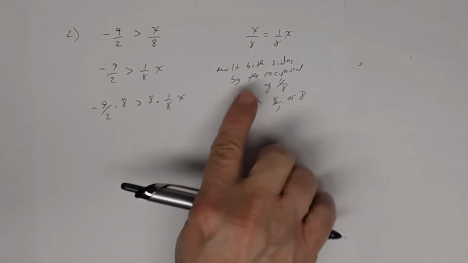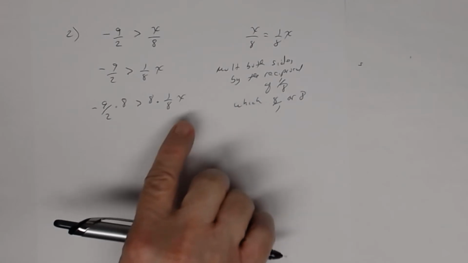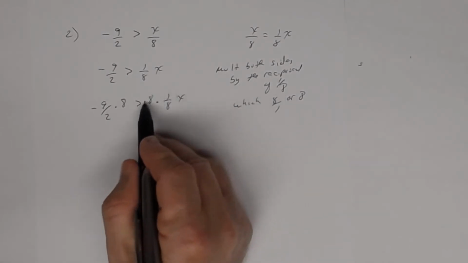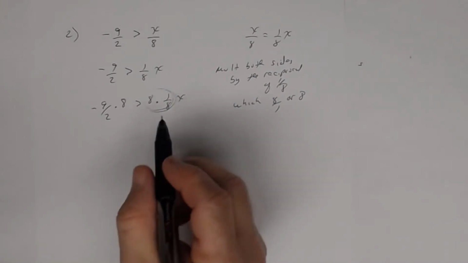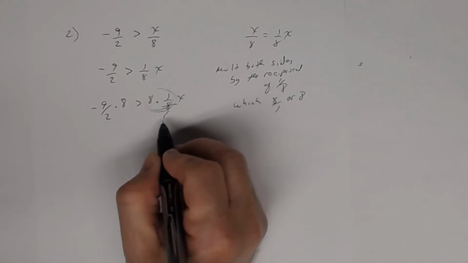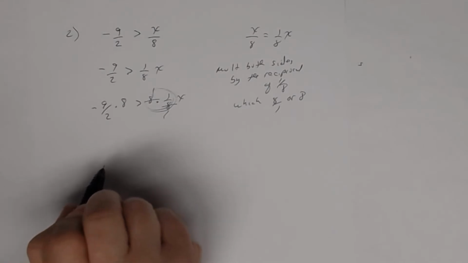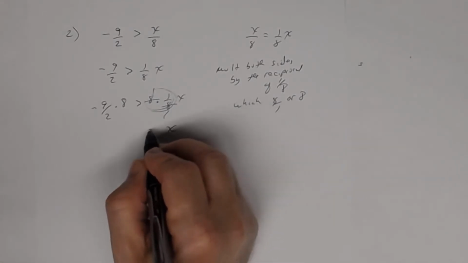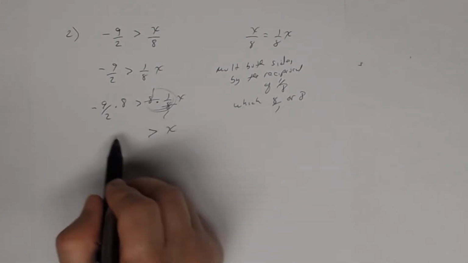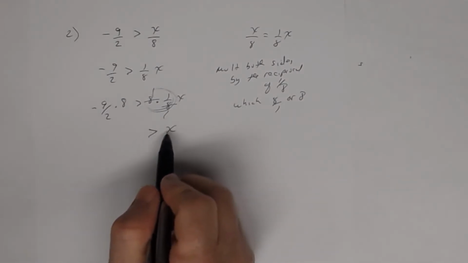Now remember, the whole purpose of multiplying both sides by the reciprocal is to get this coefficient, or this product, to be a 1. And I do, because watch, 8 divided by 8 is 1, 8 divided by 8 is 1. So 1 times 1 is 1, 1 times x is x. I get x is less than, and I'm reading it less than because I'm reading it backwards.